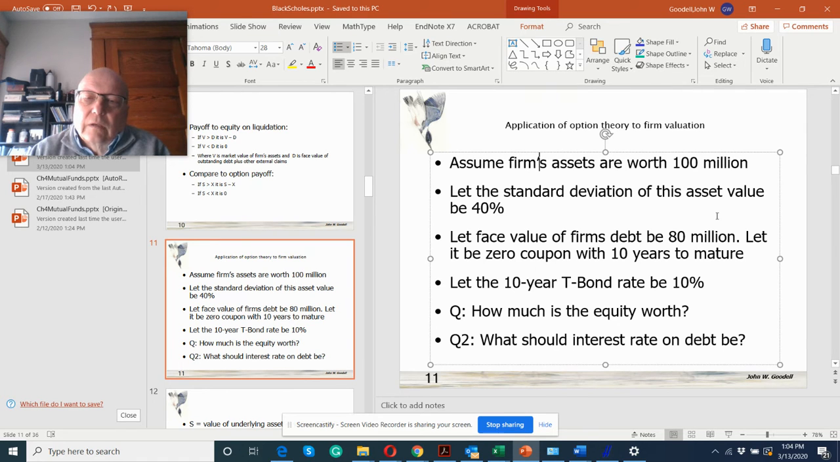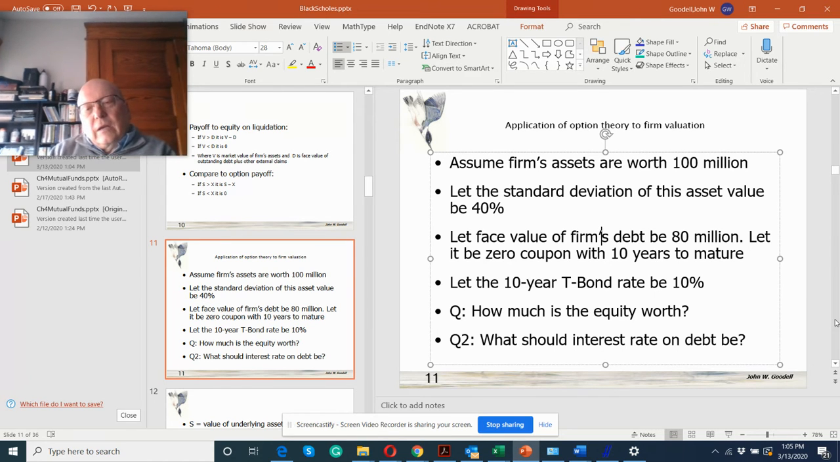I know that's a little bit of a nebulous concept. And let the face value of the firm's debt be 80 million. And let's let the debt be zero coupon with 10 years to mature. And let the 10-year T-bond rate be 10%. And then the question is, how much is the equity worth? And a later question, what should the interest rate on the debt be?